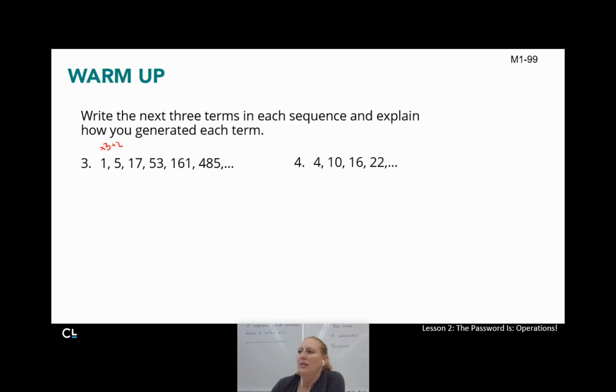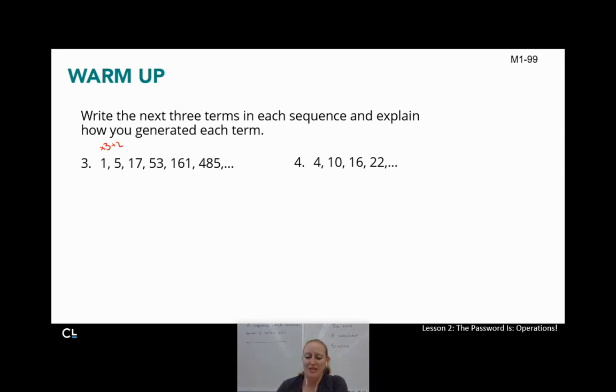So 1 times 3 is 3 plus 2 is 5. And then I did it again. 5 times 3 is 15 plus 2 is 17. And then I was grabbing a calculator. 17 times 3 is 51 plus 2 is 53. So that was the pattern. That was a rough one. That was a very rough one. I totally agree. That was kind of mean.